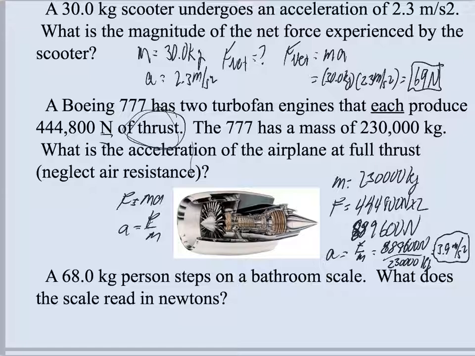Just to reference this, how do I get meters per second squared from a Newton over a kilogram? Well, remember, a Newton is a kilogram meter per second squared over a kilogram. So kilograms end up canceling, and what are you left with? You're left with meters per second squared.